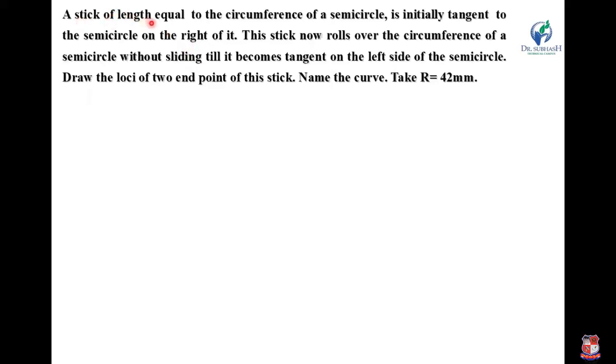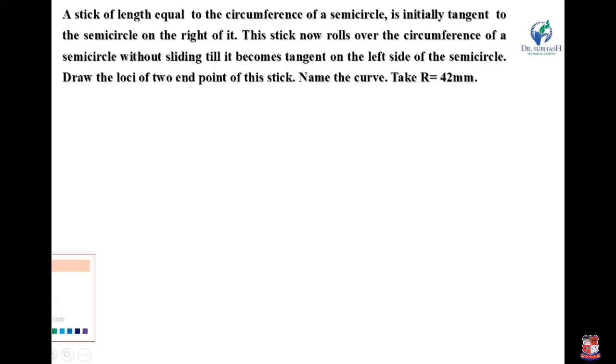A stick of length equal to the circumference of a semicircle is initially tangent to the semicircle on the right of it. This stick now rolls over the circumference of the semicircle without sliding till it becomes tangent to the left side of the semicircle. Draw the loci of the two endpoints of the stick. Name the curve. Take radius equal to 42 mm.